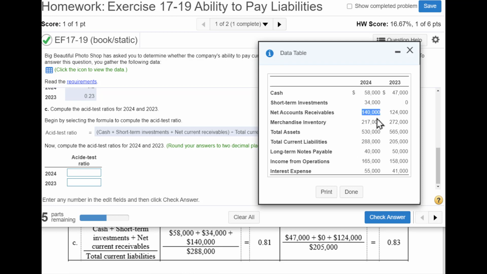Now you might be wondering, well, how can you use accounts receivable to pay your current debt? Well, it's actually pretty easy to sell your account receivable to a company. You're not going to get 100% for it, of course, and you can sell it pretty quickly. This is called factoring, and it's pretty common practice. Let someone else deal with collecting your receivables. And then divide by total current liability. So that gives us 0.81 for 2024. And then for 2023, we've got 47,000 of cash, 0 short-term investments, net AR of 124,000 divided by total current liabilities of 205,000 gives us 0.83.